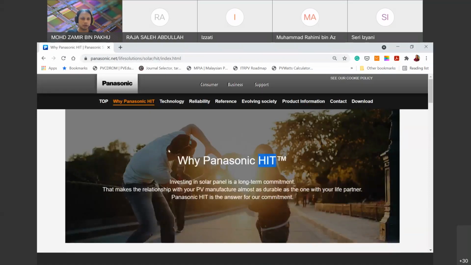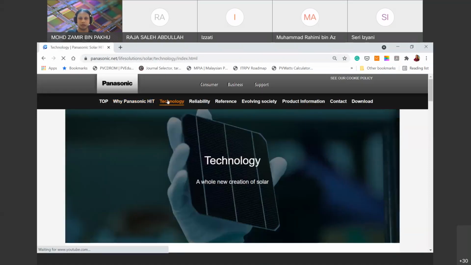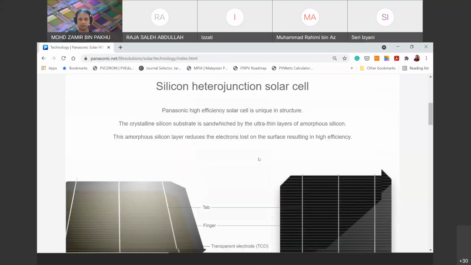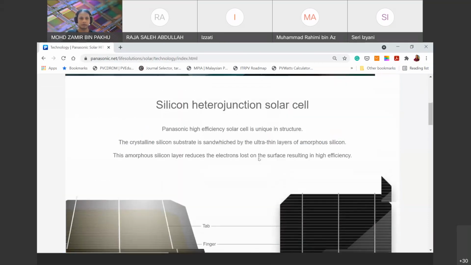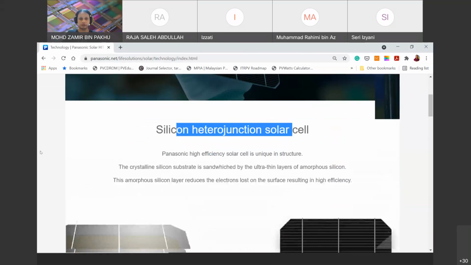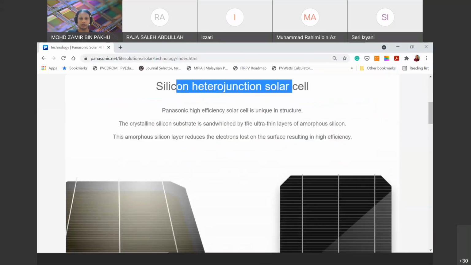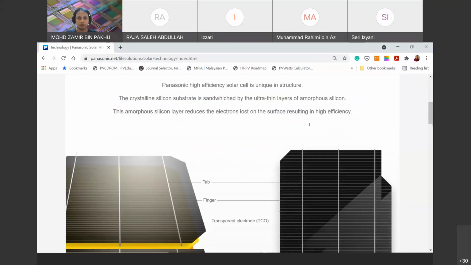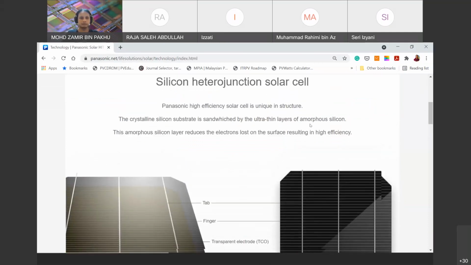Then I would like to show you this. You come to this technology tab, and then it explains the technology itself. The exact images I captured in the slide. Okay, silicon heterojunction solar cell. Look at the ultra-thin layers of amorphous silicon, which makes it intrinsic in nature, okay, which makes it intrinsic in nature.